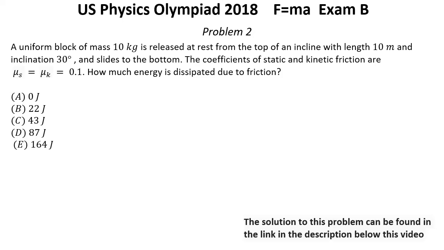To solve this problem, we need to find the work done by the force of friction, and this work equals the force of friction multiplied by the distance, which is 10 meters. We have this expression: work equals the force of friction, which is mu k multiplied by mg cosine theta, multiplied by the distance L. After putting in numbers, we have 87 joules. This is answer D, and this is the correct solution for problem number 2.